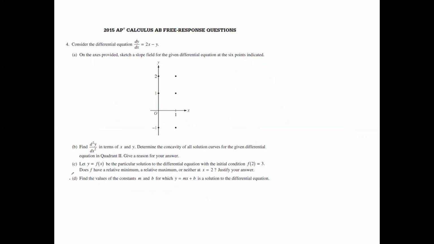Okay, so now let's take a look at part D, because I don't think my explanation was as clear as it could have been. So for part D, it says find the value of constants m and b for which y equals mx plus b is a solution to the differential equation. Now, in the last example, you know d squared y over dx squared. Well, actually, we don't need this one, just kidding. We will need the slope. Your slope is going to be dy over dx, and in the example they gave you, that's equal to 2x minus y.